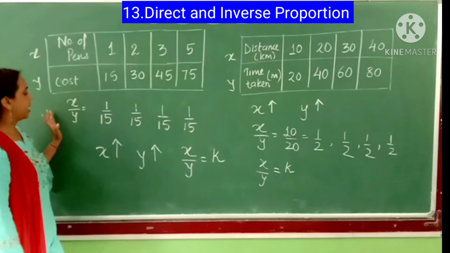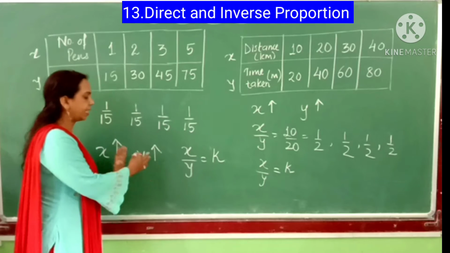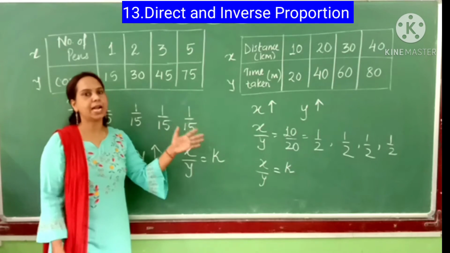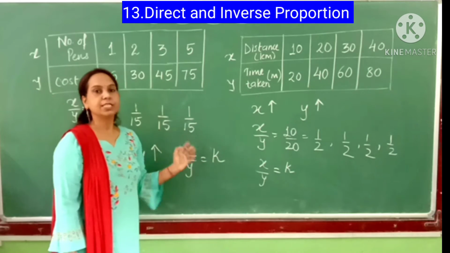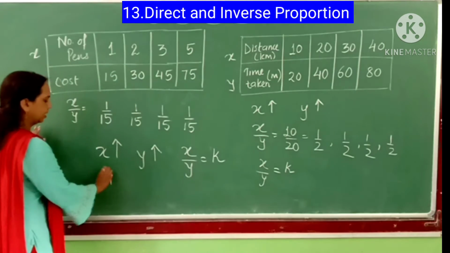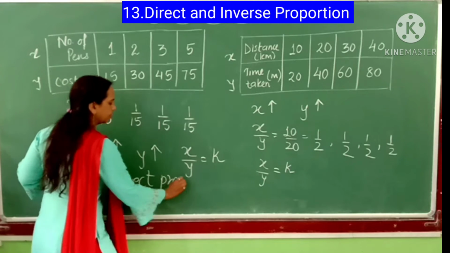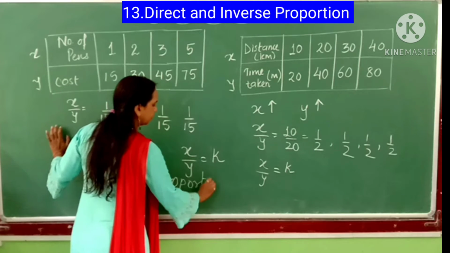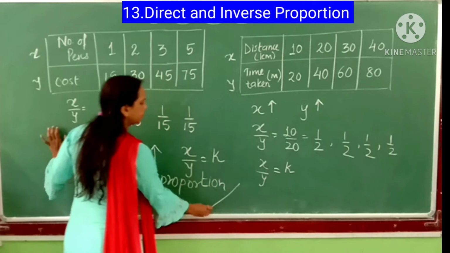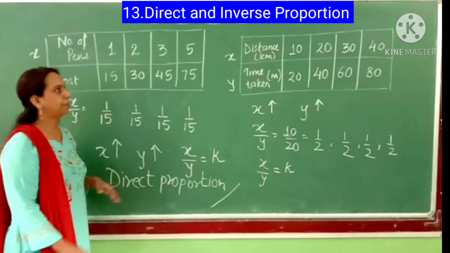When x increases and the quantity related to it, that is y, also increases, that type of proportion is called direct proportion. What is it called? Direct proportion. Clear? Moving to the next example.